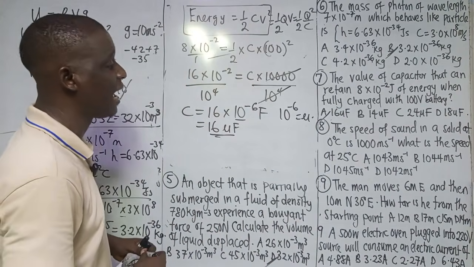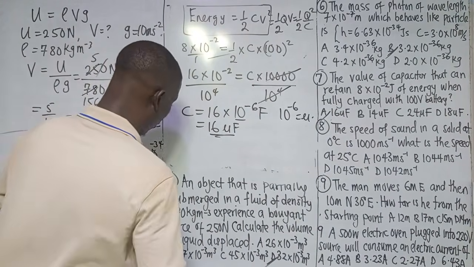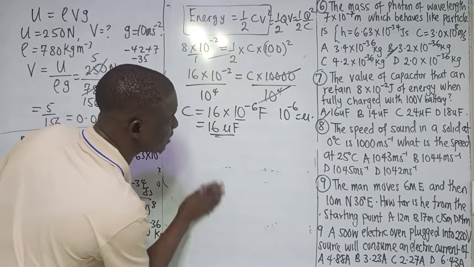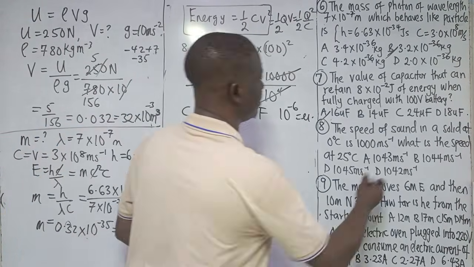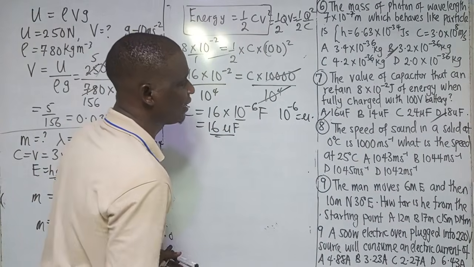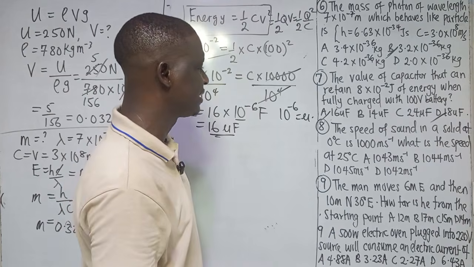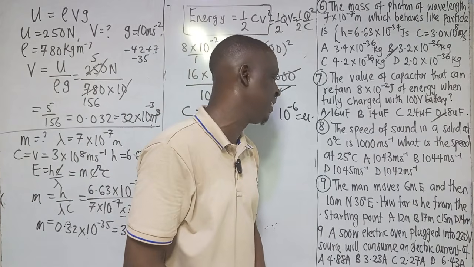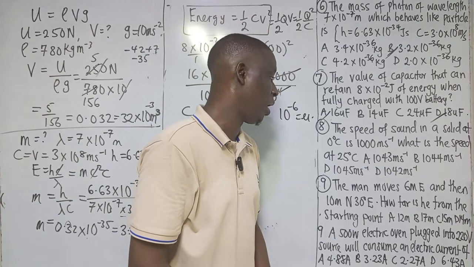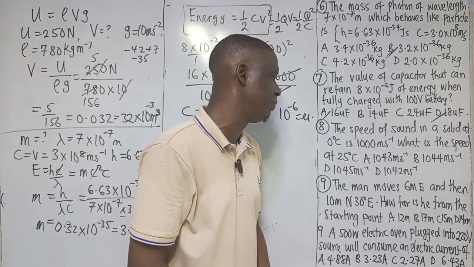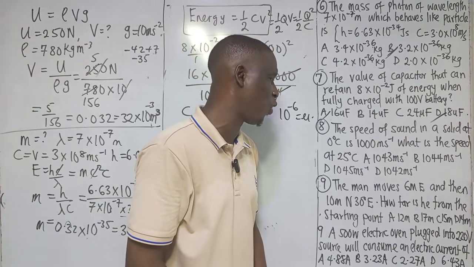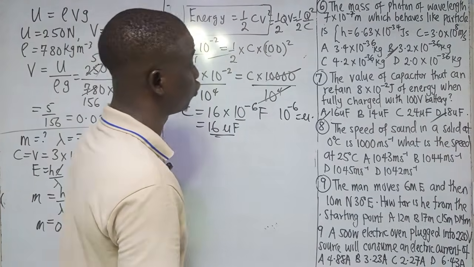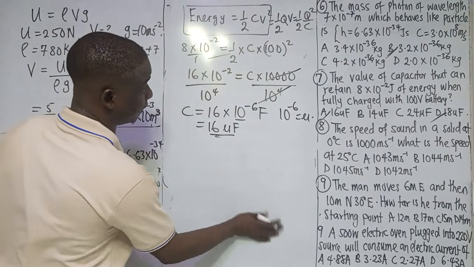Let's go to the next question, number 8, which is the second to the last question. They say the speed of sound in air at 0 degrees Celsius is 1000 meter per second. What is the speed at 25 degrees Celsius? We have A, 1043 meter per second, B, 1044 meter per second, C, 1045 meter per second, D, 1042 meter per second. Now let me do something here.